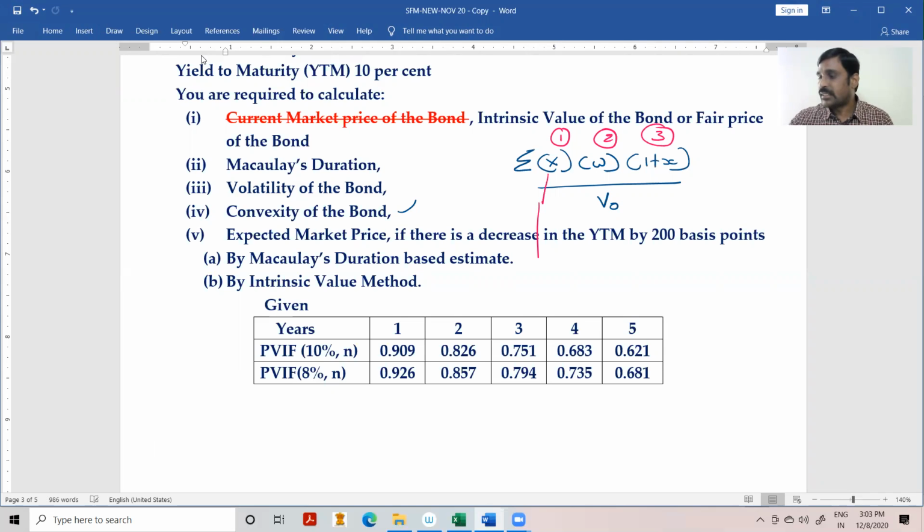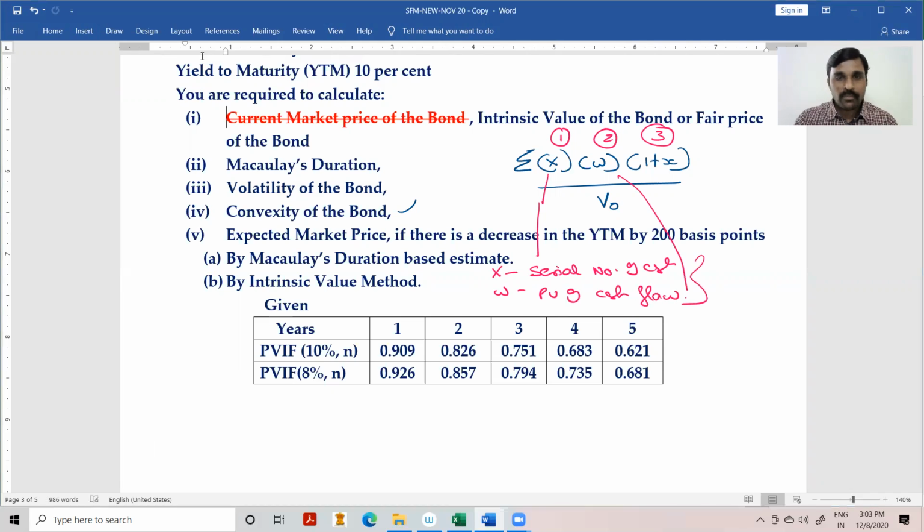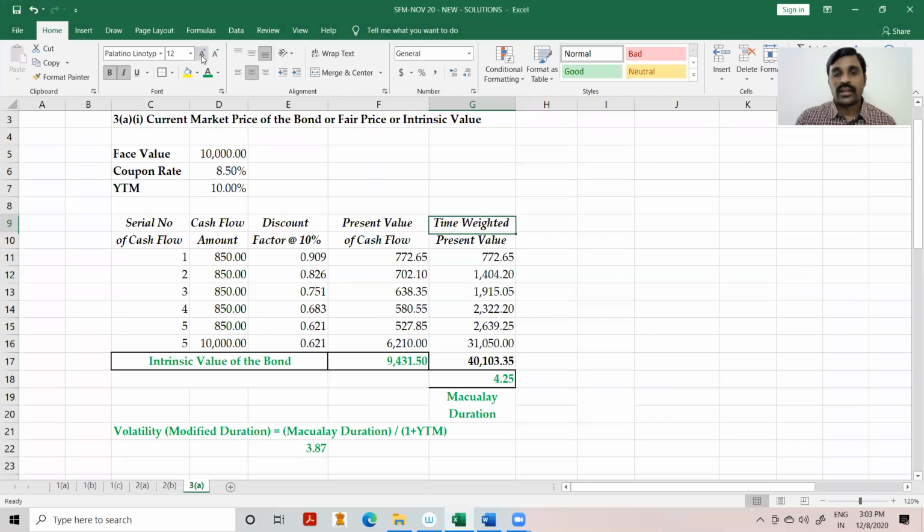First is X, the serial number of cash flow. And W is the present value of cash flow. These two together are nothing but my time weighted present value. I have already done it, and the numerator and denominator, the fair value, I also already have. So most of the information related to the convexity will be there in this table itself.